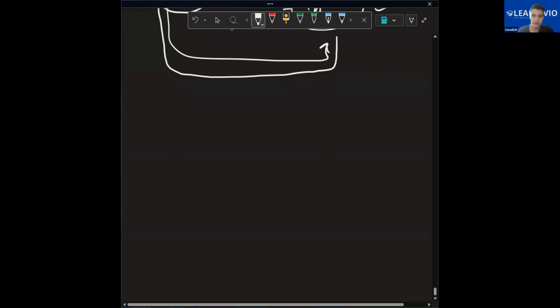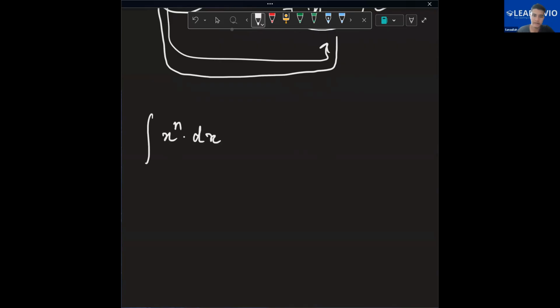Okay, so the integration of x power n dx is equal to x power n plus 1 upon n plus 1. And since we don't have any limits, I will put an arbitrary constant over here. And there is a constraint. Can you tell me what constraint is here? That your n value cannot be minus 1.